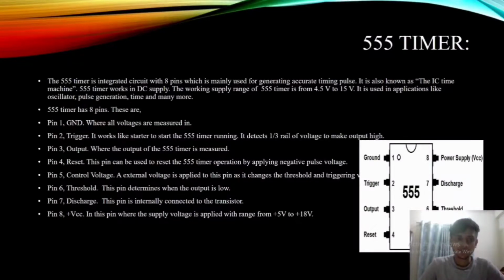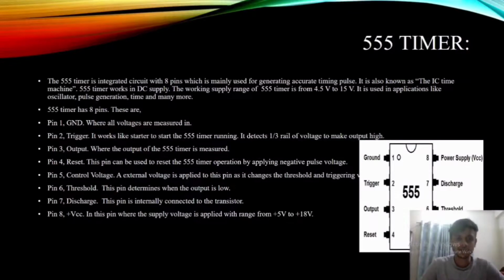555 timer. The 555 timer is an integrated circuit with 8 pins which is mainly used for generating accurate timing pulses. It is also known as the IC time machine. The 555 timer works on a DC supply. The working supply range of the 555 timer is from 4.5 volts to 15 volts. It is used in applications like oscillators, pulse generation, timers and many more.